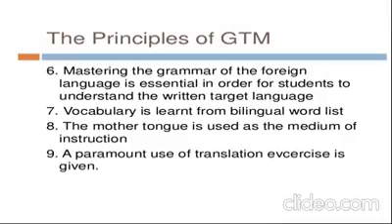Number 6, mastering the grammar of the foreign language is essential in order for students to understand the written target language. Number 7, vocabulary is learned from bilingual word lists. Bilingual means from native language to target language, actually. So here it means from the native language to the target language. Number 8, the mother tongue is used as the medium of instruction. Number 9, a paramount use of translation exercises is given.